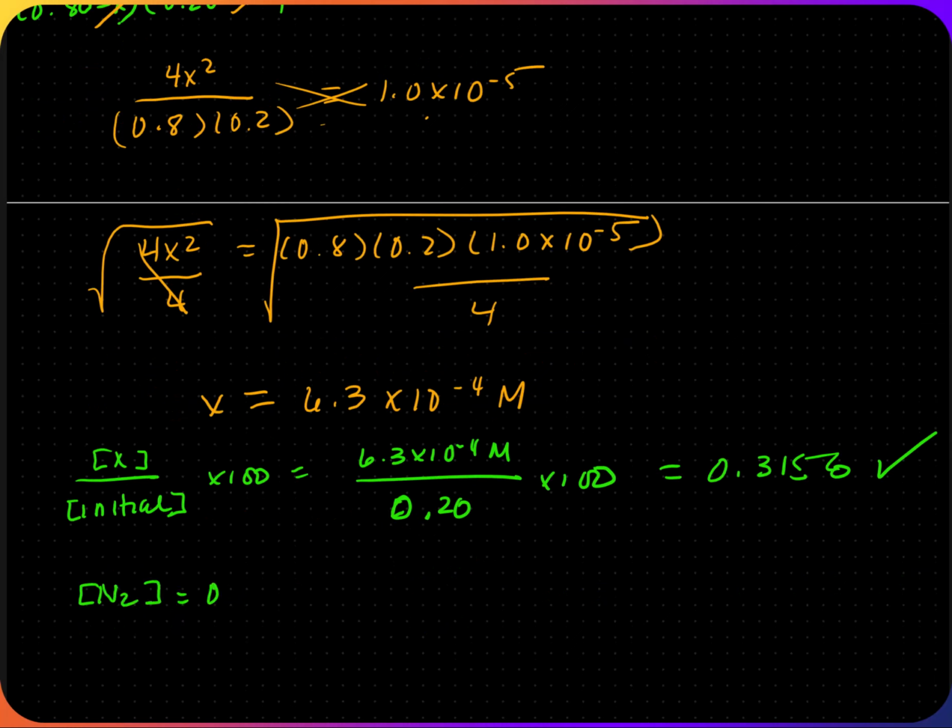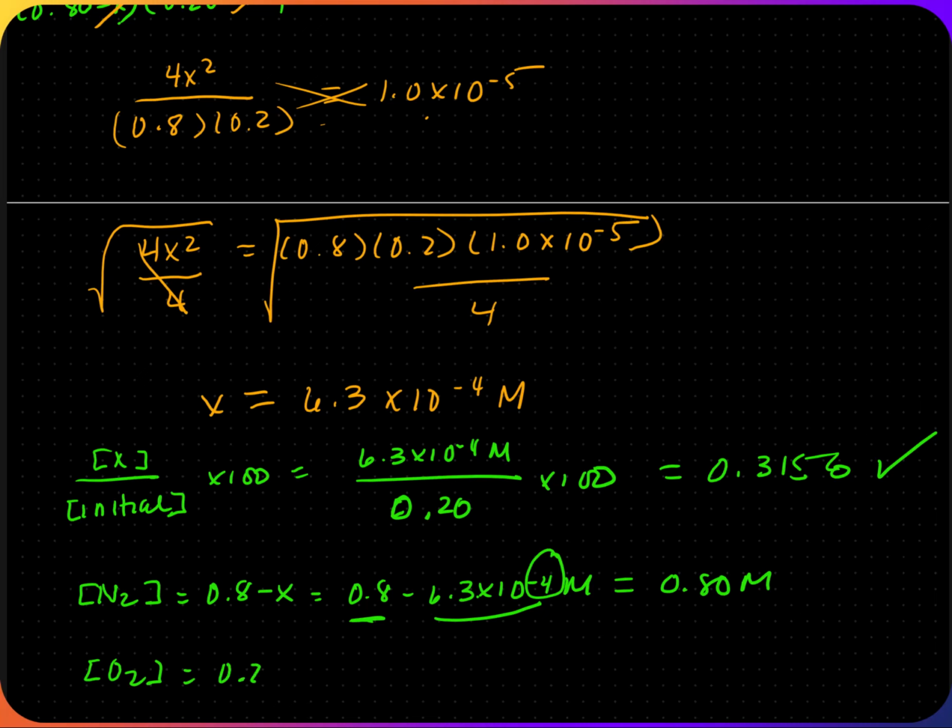N2 is equal to 0.8 minus x. This becomes 0.8 minus 6.3 times 10 to the negative fourth molar. So this equals 0.80. Do you see how if I subtract a small number, which x was, from a bigger number, it is 0.8? This is why we are able to make the 5% rule assumption. For O2, it was 0.2 minus x, so 0.2 minus 6.3 times 10 to the negative 4 molar. This is equal to 0.2 molar. And again here, the x is small, so if I subtract from 0.2, it is 0.2.